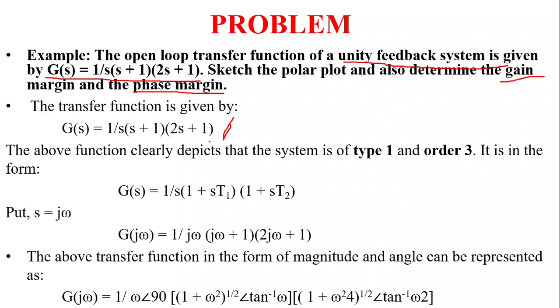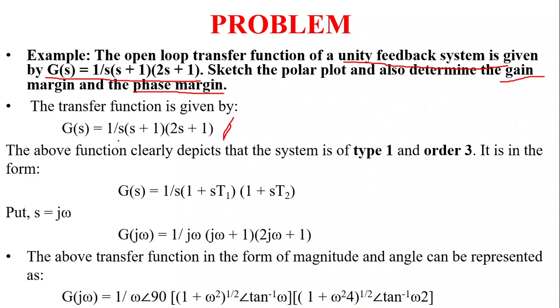After that choose a proper scale for the magnitude axis, and then fix all the points on the polar graph sheet and join the points by a smooth curve. After that write the frequency corresponding to each point of the plot. These are all the steps we have to follow in problem solving.